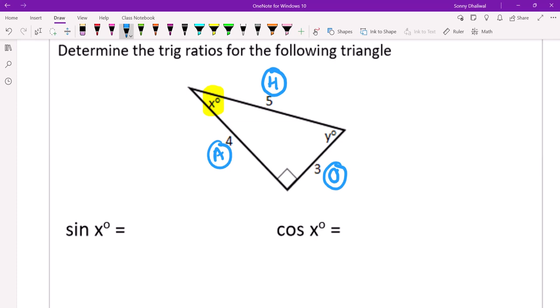So next up, setting up the equations. Sine is opposite over hypotenuse. So what number's on the top? What number's on the bottom? 3 over 5. Cosine of your angle is adjacent over hypotenuse. So what's your fraction? What's on the top? What's on the bottom? 4 over 5.